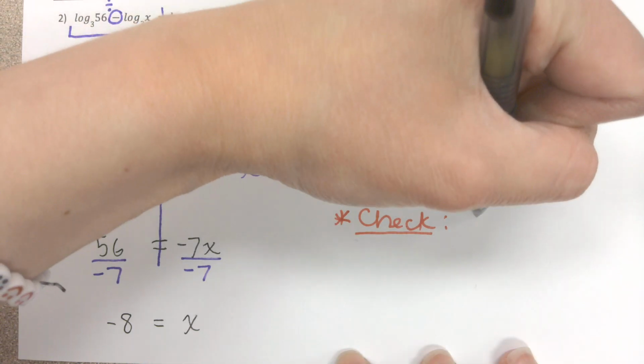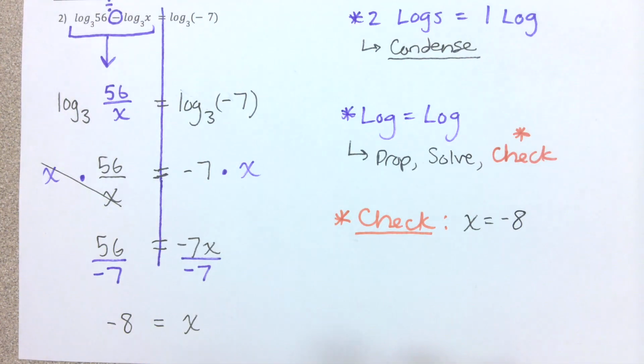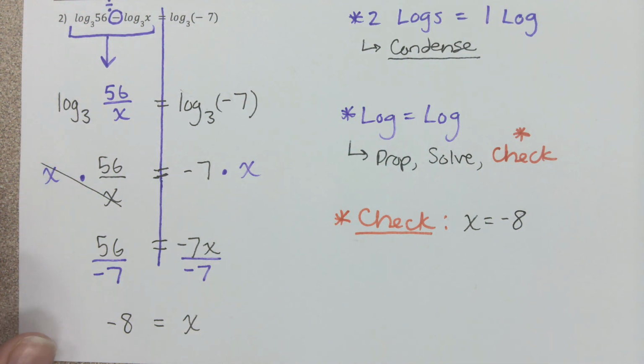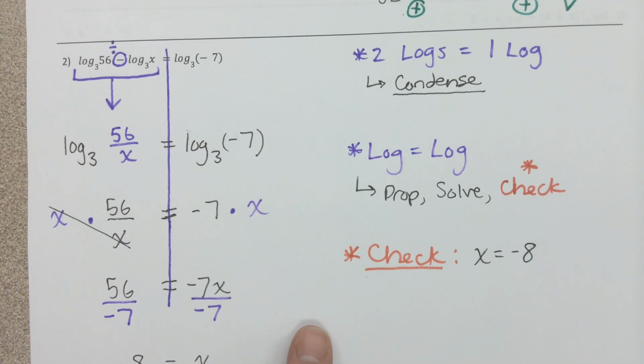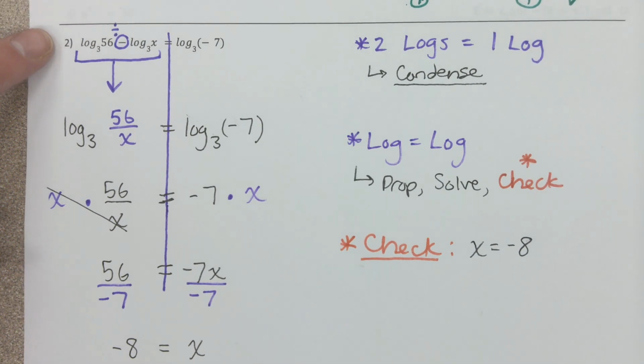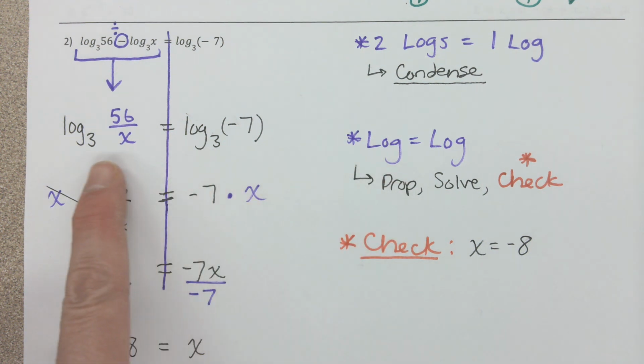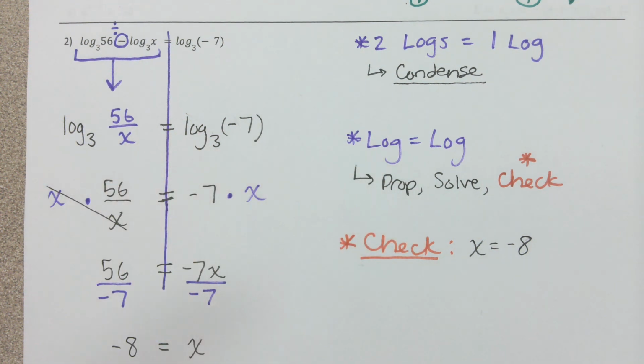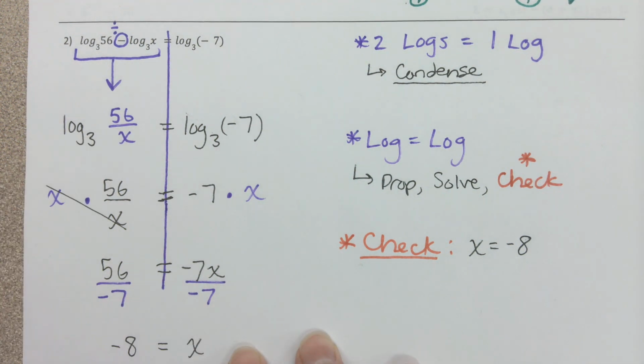We are checking that x equals negative 8. And as I mentioned before, we can do it from the very beginning, but a shortcut is to do it from the log equals log setup. That's going to save you time, and you'll know for sure that your answer is correct.